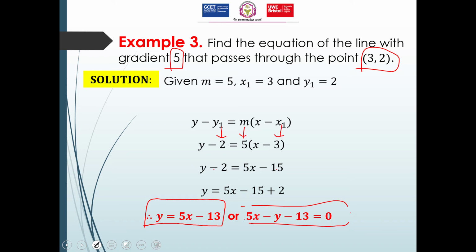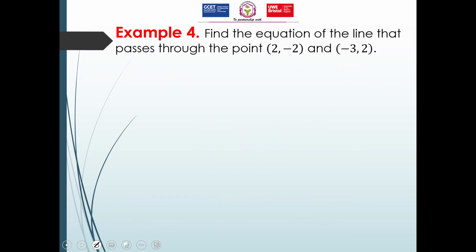Minus 15 plus 2 will be minus 30. So either this one. Okay, let's have another example. So this is formula 1, right? So we are using formula 1. Okay, let's have example number 4.